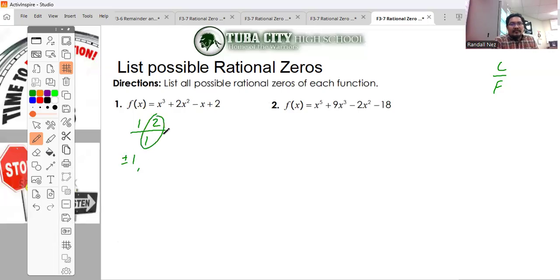And now we're going to move over to the next top number, which is 2. And our bottom number is 1. So it's going to be 2 over 1. But if you reduce it, it's just going to be 2, because 2 divided by 1 is 2. Go ahead and we're going to box that up.